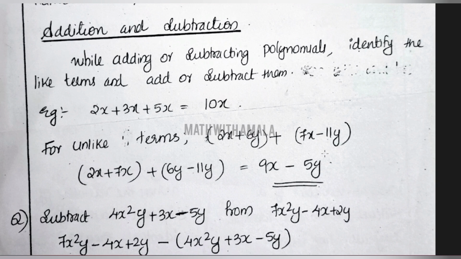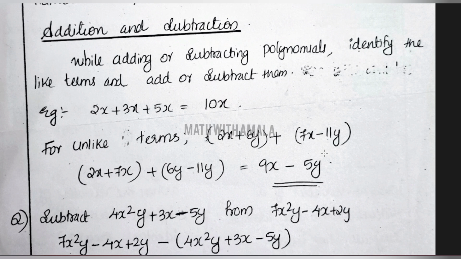While adding or subtracting polynomials, identify the like terms and add or subtract them. First thing you have to do is find the like terms. So 2x + 3x + 5x means all the powers are 1 and there is only one variable, hence the answer is 10x. For unlike terms, 2x + 6y + 7x - 11y, group the like terms together, then do the operation. 2x + 7x + 6y - 11y is equal to 9x - 5y.